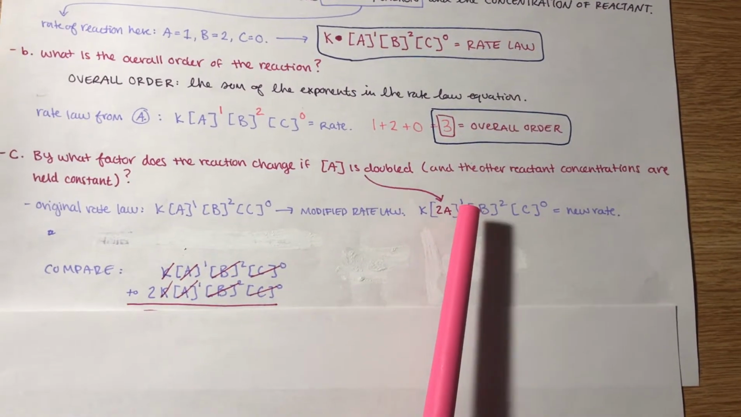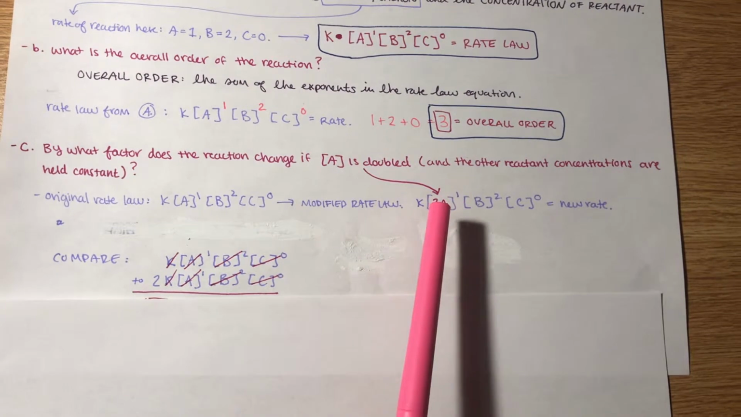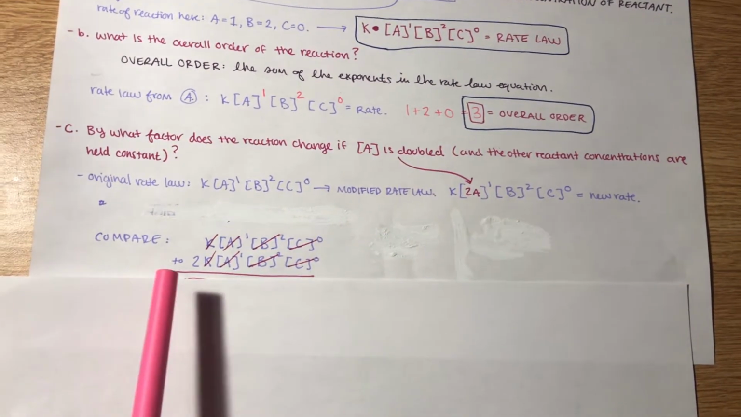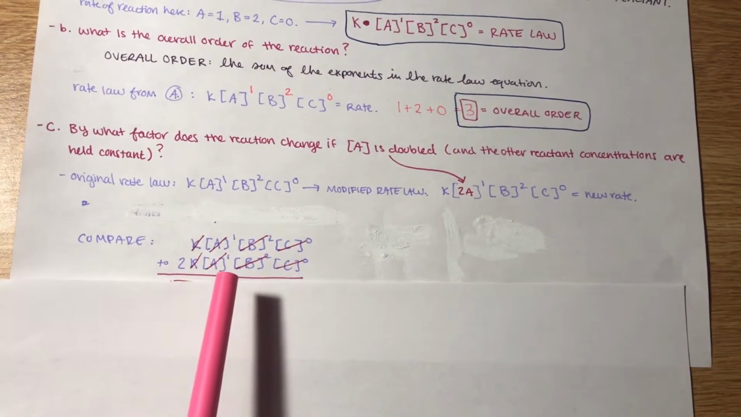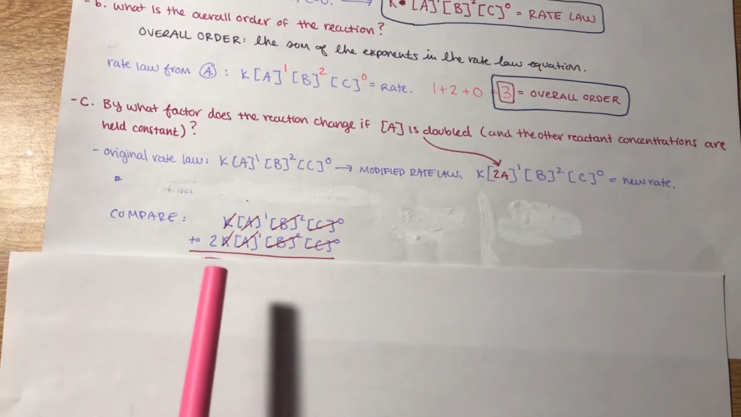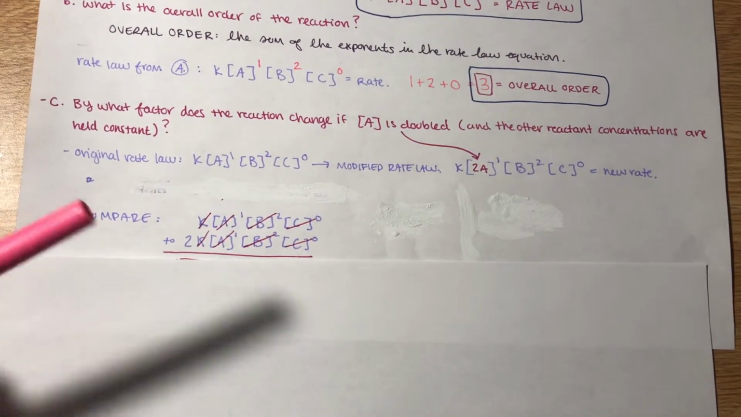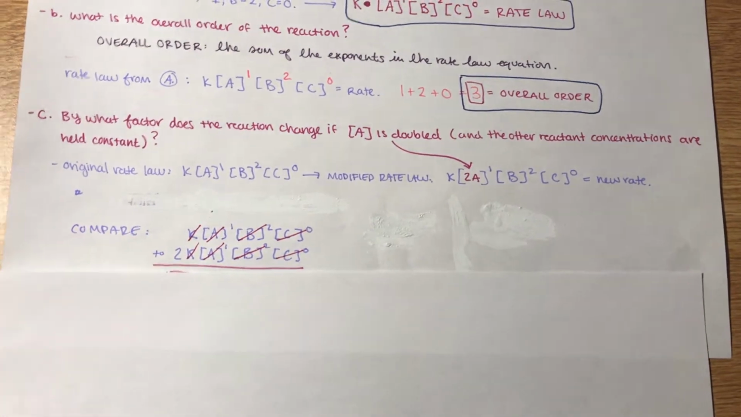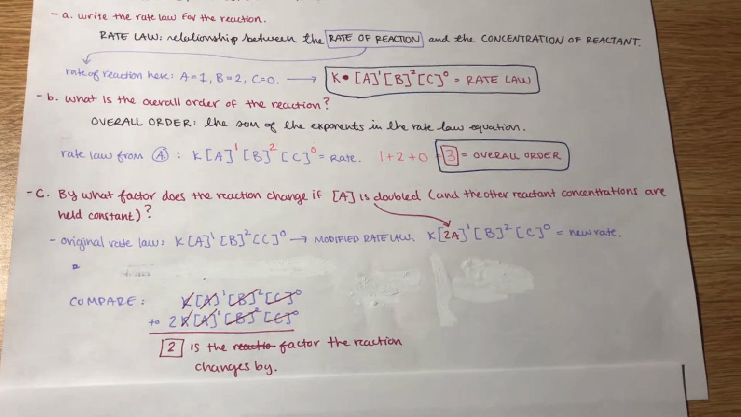you can distribute the power of 1 to both 2 and to A. So 2 to the first power is 2, so you can pull that in front of your equation. So it would be equal to 2k, and then A to the first power is A. So 2k, A to the first power, B to the second power, C to the zeroth power. If you look at them carefully, the only thing that's different between the first equation and the second equation, 2k A to the first, B to the second, C to the zeroth, is the factor of 2. Therefore, 2 is the factor that the reaction changes by.